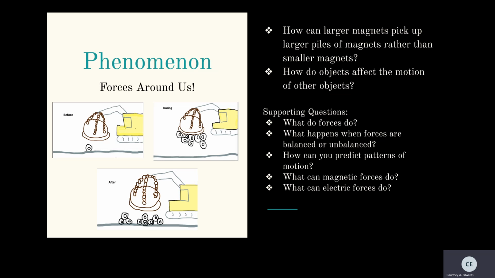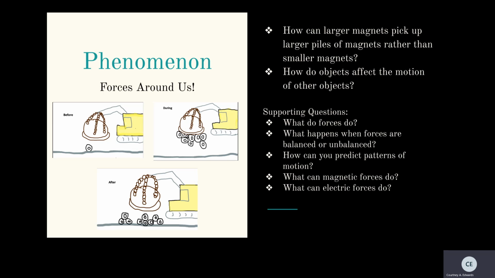Our phenomenon is how can larger magnets pick up larger magnets rather than smaller magnets. So I will be showing a video to the students of this crane that is holding a magnet and it is picking up all these little magnets, it picks up one whole pile of magnets, but it doesn't pick up the little one. And so my before, during, and after picture shown here is an example of what that video looks like.